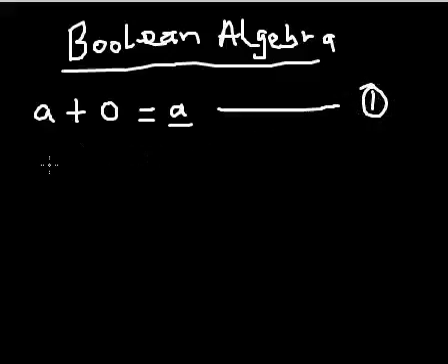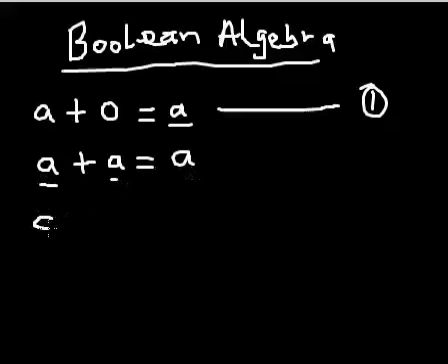Now, if I add two inputs together and they are of the same state, then the output will still be one of them. So if A is 0 and I add 0 to it, it still gives me 0. If A is 1, I add 1 to it, it will still give me 1. So please take note of that.